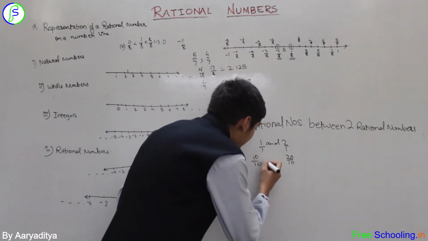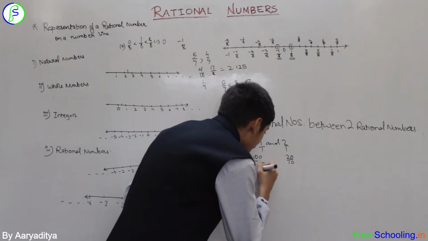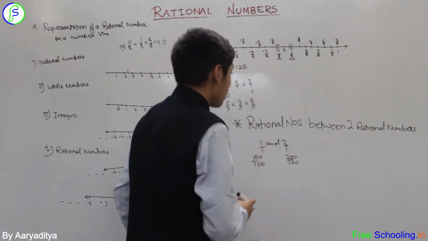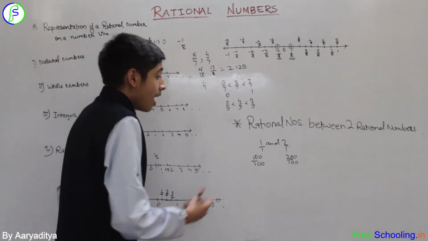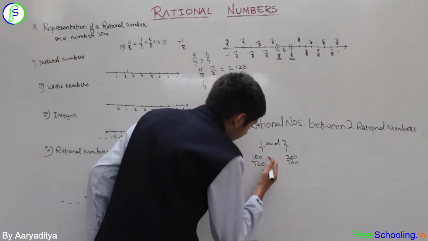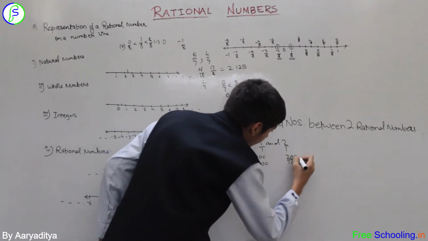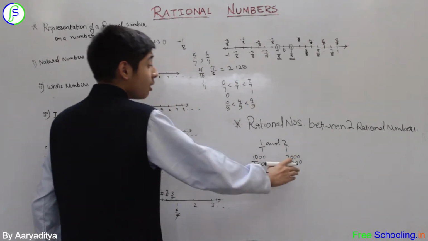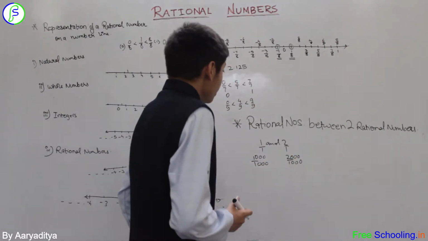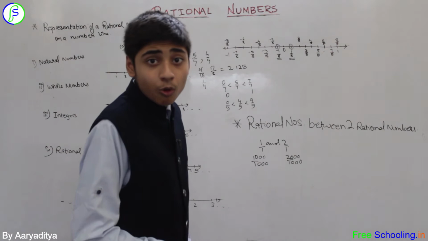I can again multiply them with 10. So I will be having 100 and then I will be having 200. Now I have 100 numbers between them. And what if I multiply them with 10 again? I will be having 1000 and then I will be having 2000. So I have 1000 numbers between them now. So you can take out as many rational numbers as you want.